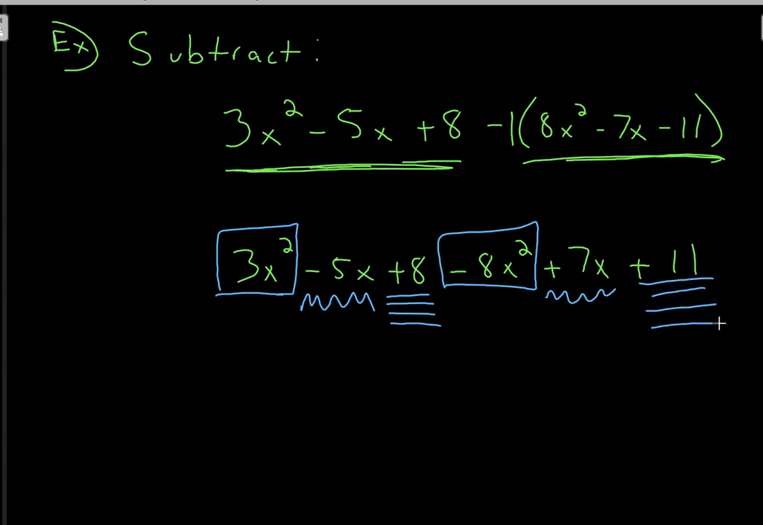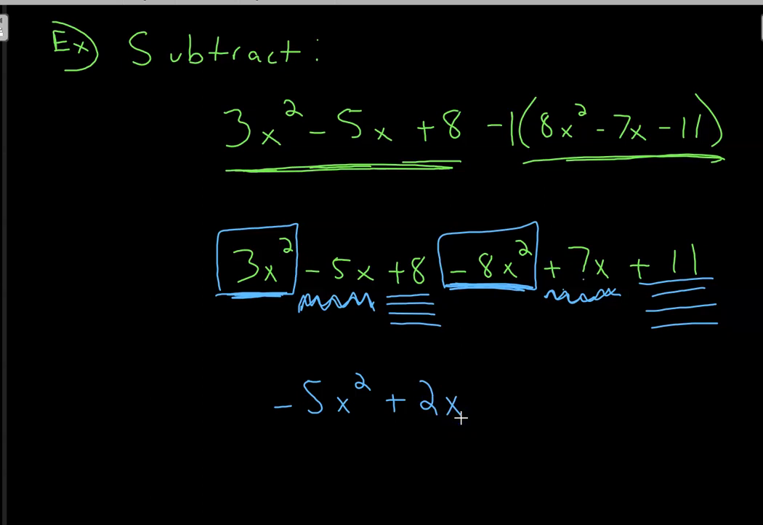All right, so when we look at this and combine our like terms, 3x squared take away 8x squared leaves you with negative 5x squared. And then negative 5x plus 7x, because the 7 is a bigger number and has a bigger absolute value, takes the sign of the 7. So negative 5x plus 7x is a positive sign, because 7 is positive. So you got 2x as a difference.